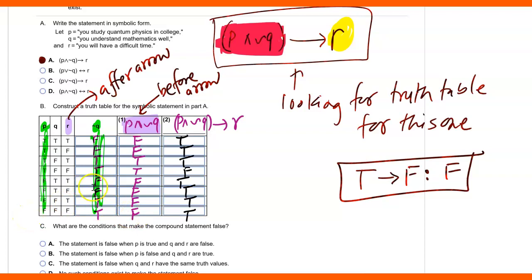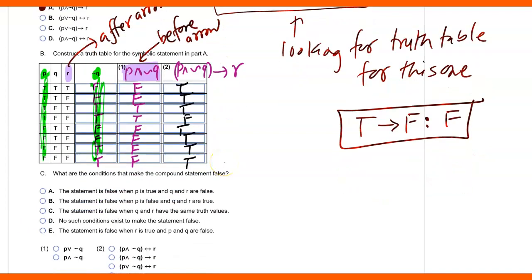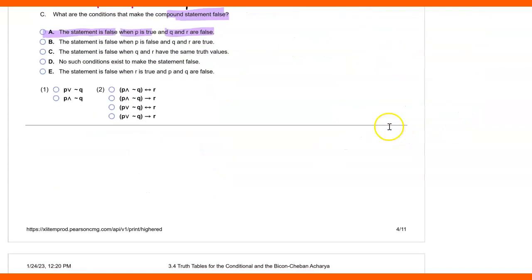Therefore, you guys see that this last case is the only one where you have a false. Other than that, the statement is true. And the question is, what are the conditions that make the compound statement false? Therefore, only one condition here. What's the condition? P is true, Q is false, R is false. That's the answer: the statement is false when P is true, and Q and R are false. Other than that, the statement is always going to be true.